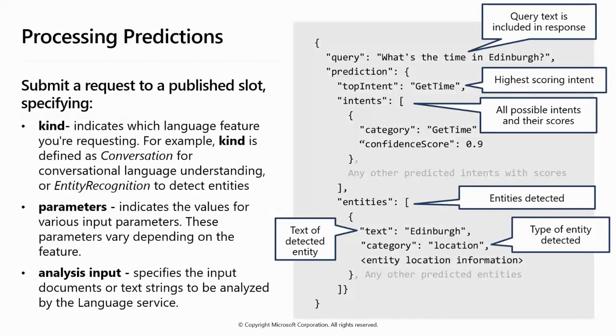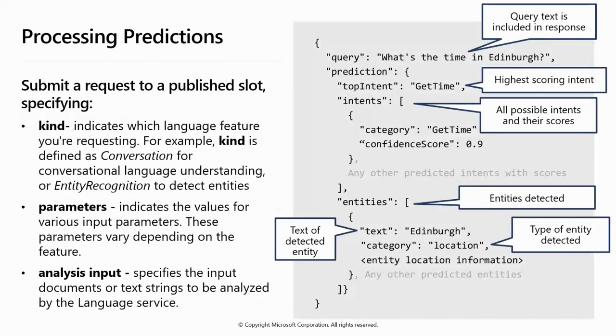We have the parameters. This shows the values for different parameters that are sent in. Each feature has its own set of parameters. For example, project name and deployment name are needed to understand conversational language, but only model version is needed to detect language and recognize entities. We have the analysis input also. This is where you tell the language service what documents or text string to look at.